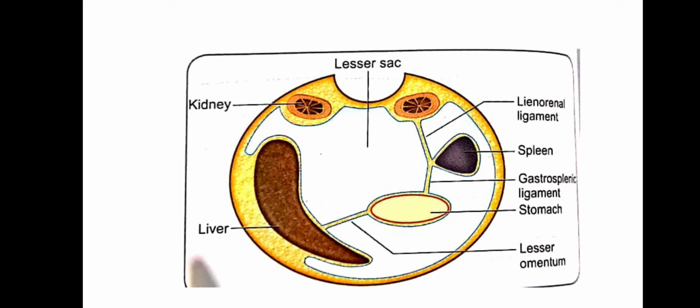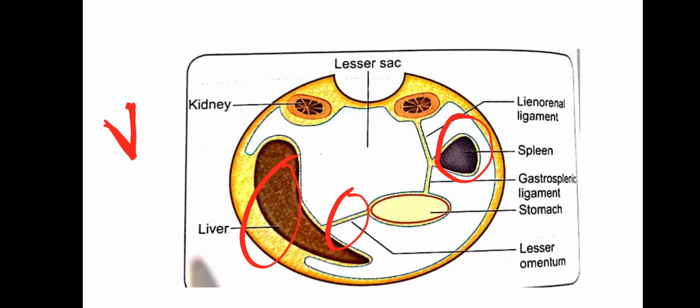Within the ventral mesogastrium there is development of the liver and the lesser omentum. You can remember it like this: ventral mesogastrium, it looks like L, isn't it? So the liver and the lesser omentum are from the ventral mesogastrium, and in the dorsal mesogastrium we have the development of the spleen. So the dorsal mesogastrium is divided into two parts.